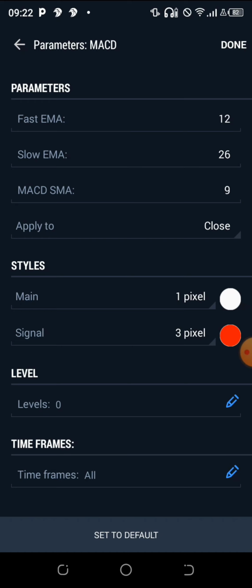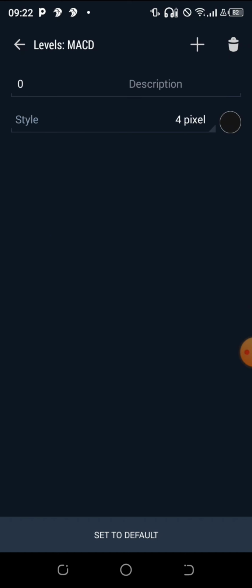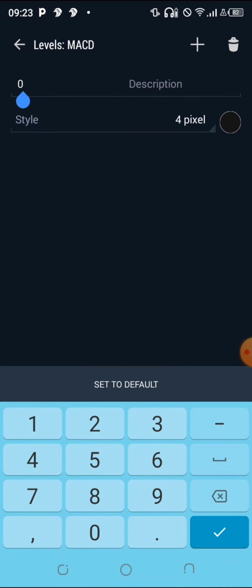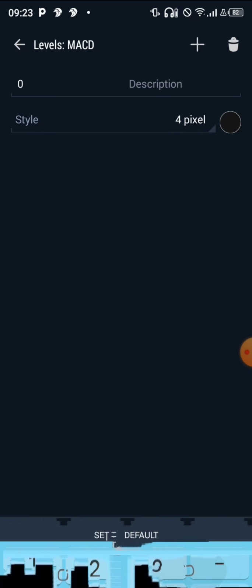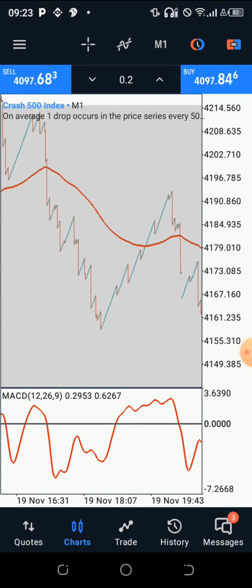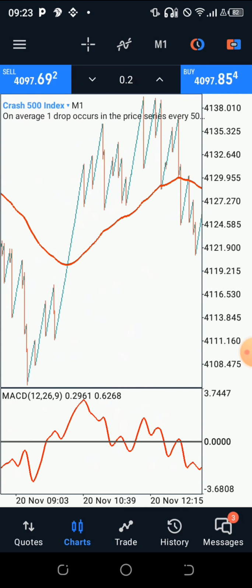Then you come to the signal. That's the most important line that we need. We need 3 pixels with the color red. But you also need to change the levels. You come to your levels, you add. On the levels, there will be nothing here, so you need to add and you put 0. But you make sure that you change the style. With me, I have used 4 pixels with the color black so that I can see that 0 line. So you can see it's now easy for me to see my 0 line. So basically these are the settings.